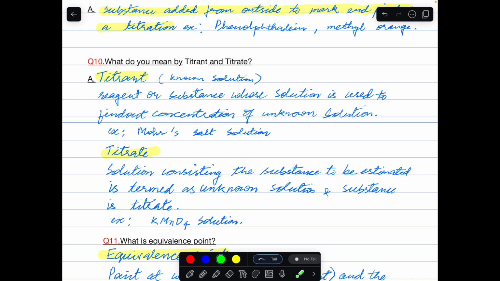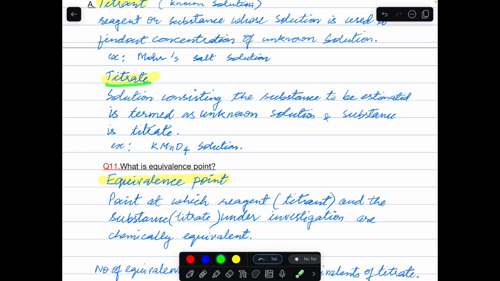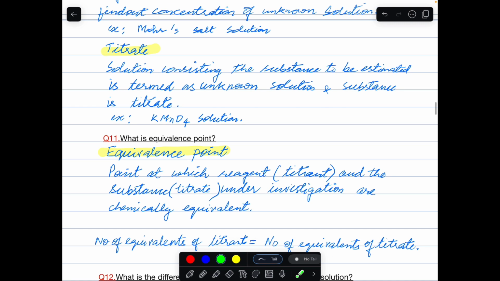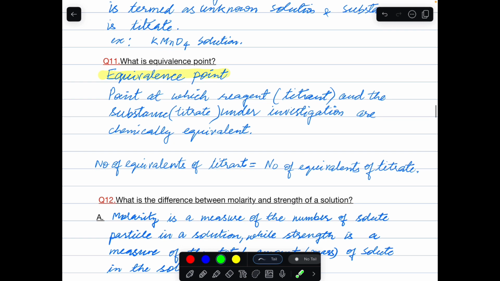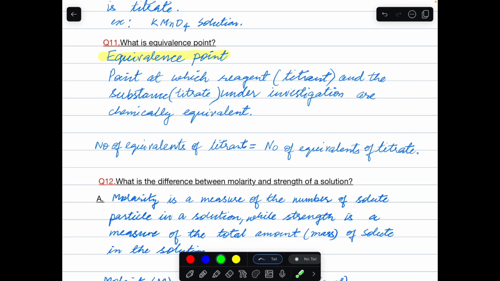Okay, and the titrate: the solution consisting of the substance to be estimated is termed the unknown solution, and the substance which is present in this is the titrate. Like potassium permanganate solution is the unknown solution, and the potassium permanganate present in this is the titrate. Okay. When we are doing titration, what is the endpoint, or where do we have to stop the titration? So here is the next question related to this.